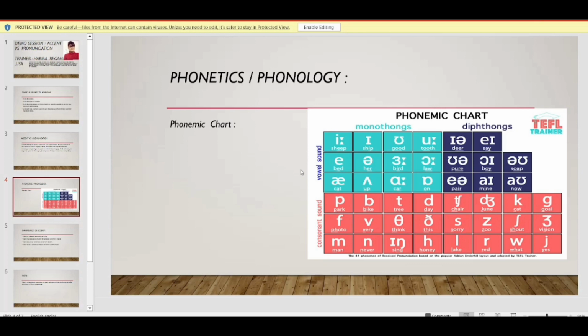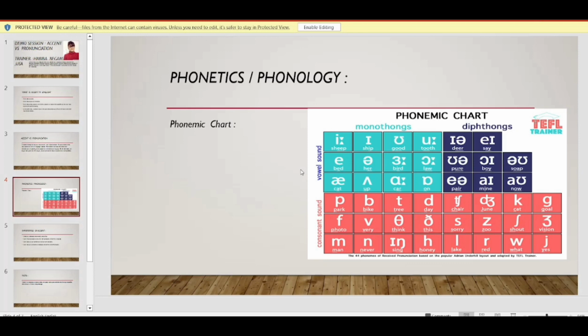Okay, and it has been divided into two parts, right? Vowel sound and consonant sound, and we all know that we have total 5 vowels in English, right? A, E, I, O, U, right? And the rest of the letters are called consonants.